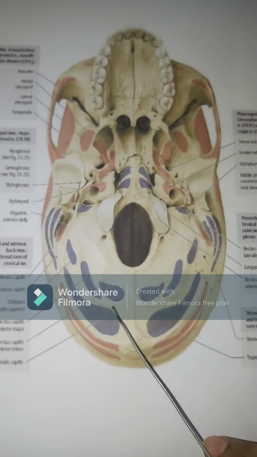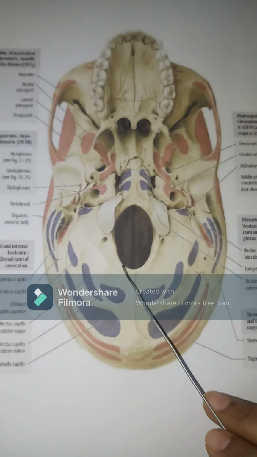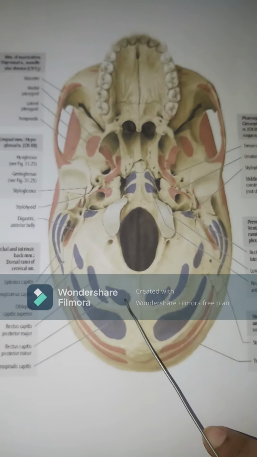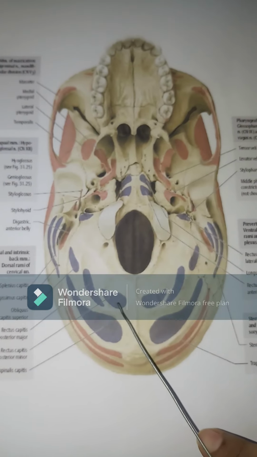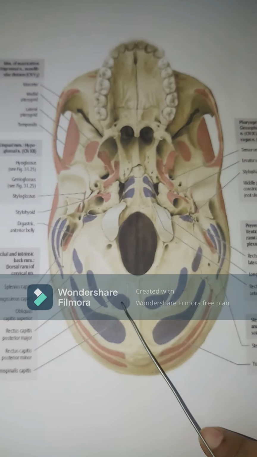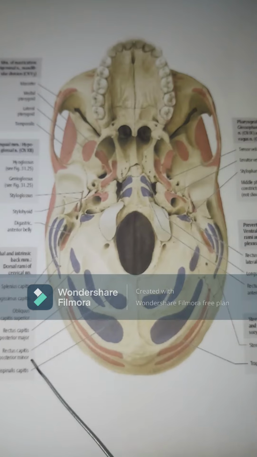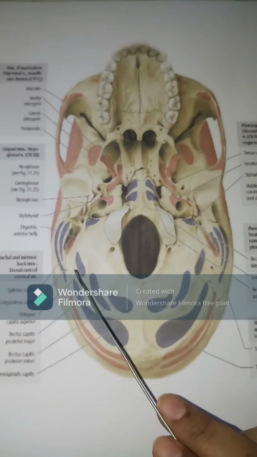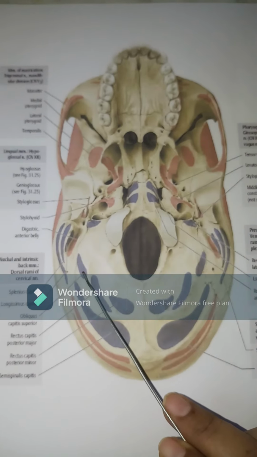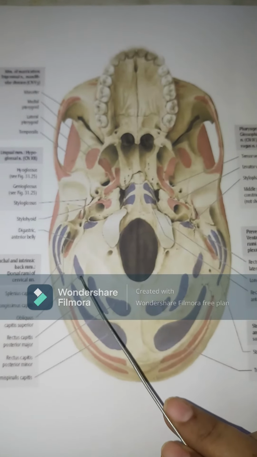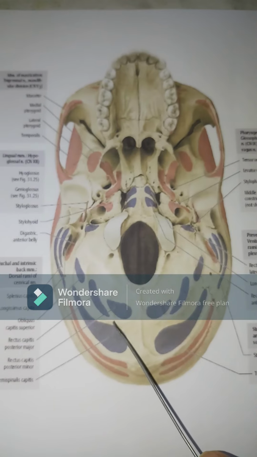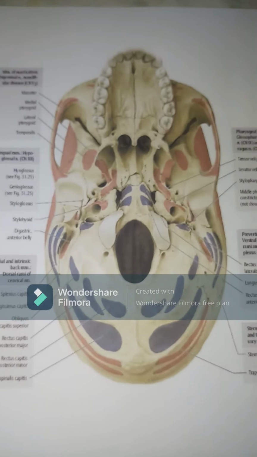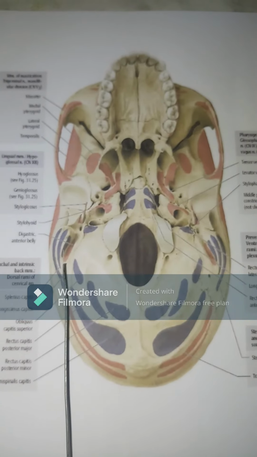Further, the area between the inferior nuchal line and the posterior margin of the foramen magnum gives attachment, from medial to lateral, first to the rectus capitis posterior minor, then rectus capitis posterior major laterally, and obliquus capitis superior more laterally. So these are the 3 muscles between the inferior nuchal line and the posterior margin of the foramen magnum.